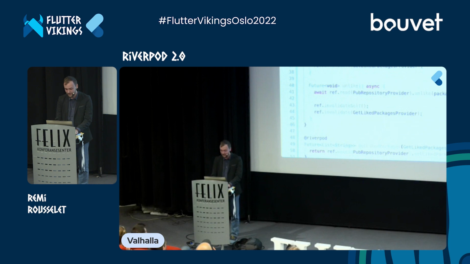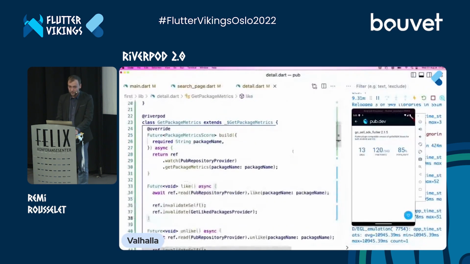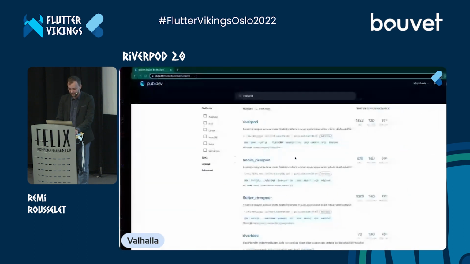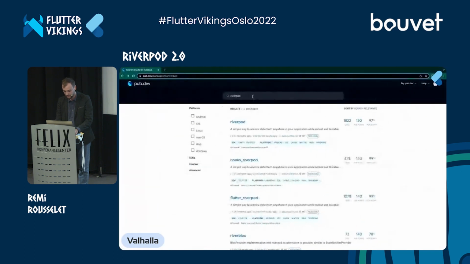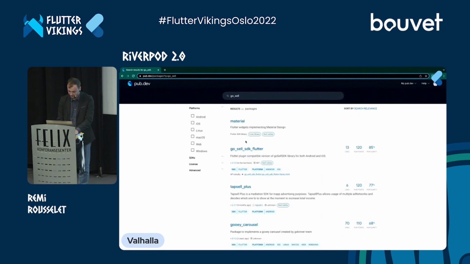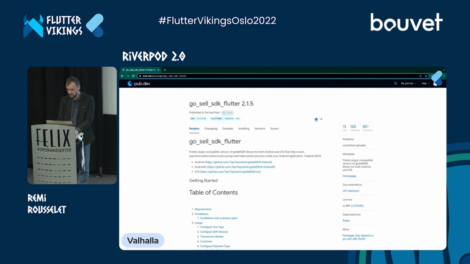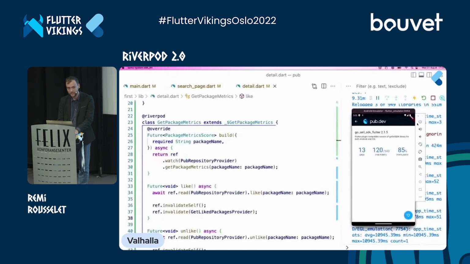I mean, it's great so far, but what if we went a bit further than that? Because that's too simple. We can do a few things. For example, in our UI, currently we're on the Go Sell SDK Flutter package. Let's go there. If I like it here, our UI doesn't update.